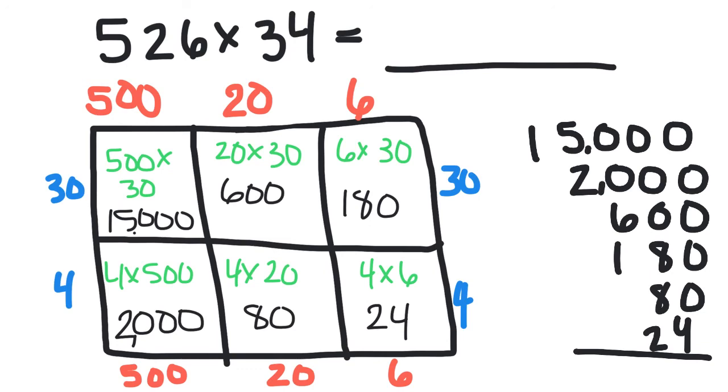4 plus all those zeros is 4. 8 plus 8 is 16, plus 2 is 18. Carry that 1. 6 plus 1 is 7, plus 1 more is 8. 5 plus 2 is 7, and then our 1. Add your comma. So our final answer is 17,884. And that's your area model or your box method for multiplying a 3-digit number times a 2-digit number.